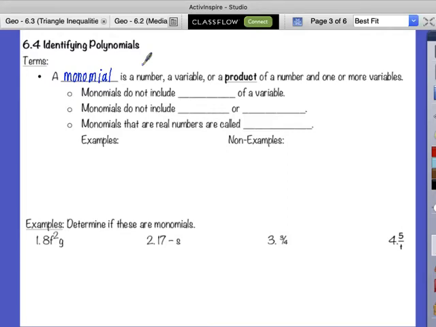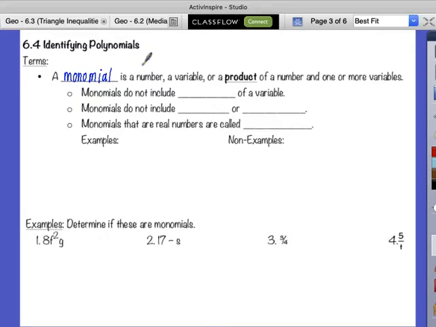Good job. A monomial is a number, variable, or a product of a number and one or more variables. Mono, that prefix means what? One. Mono means one. So a monomial is a one term. We talked about terms before. It goes mono-nomial, but they just combine it and call it monomial. A nomial just means numerical terms.